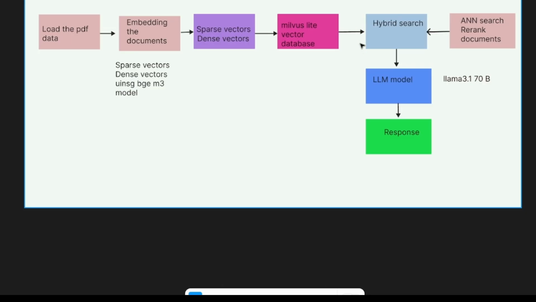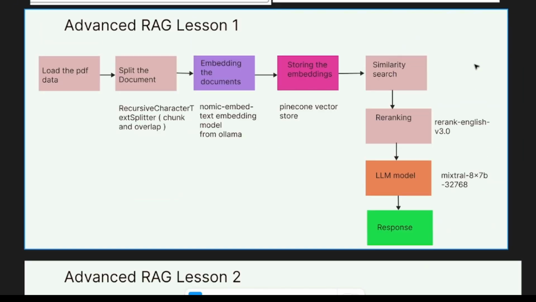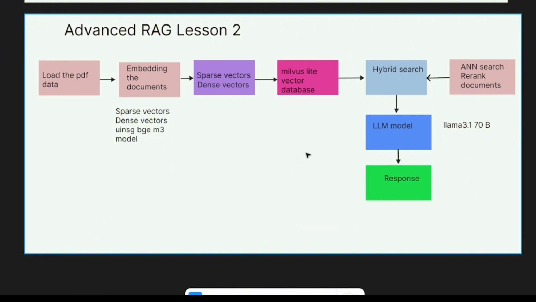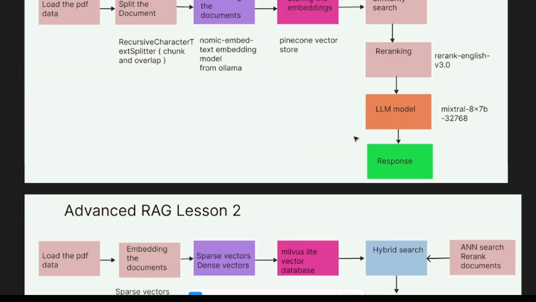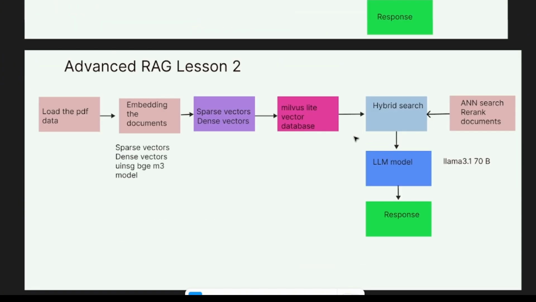After retrieving the content, we are passing it to the LLM, which is the Llama 3.1 70 billion model. Now the model is going to give us the response. What changed is, in the last video, I just added the re-ranking. But in this video, I'm adding hybrid search. Here there is no need to add the re-ranker. Milvus is providing the re-ranker as well.